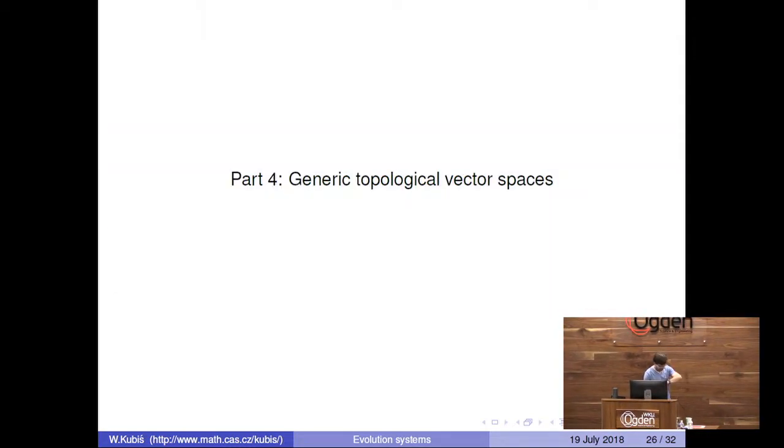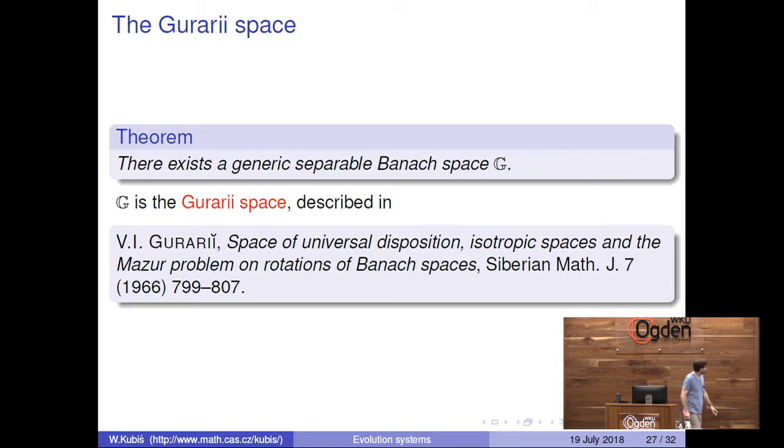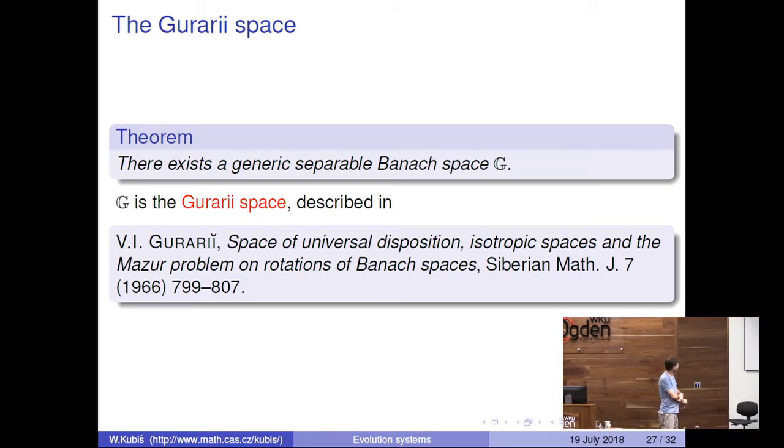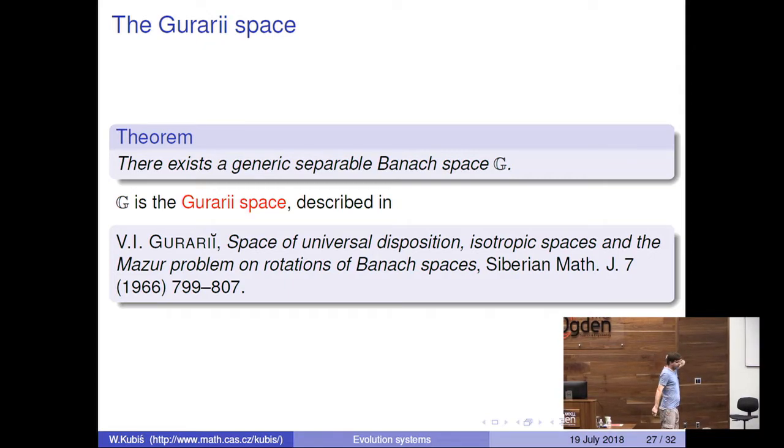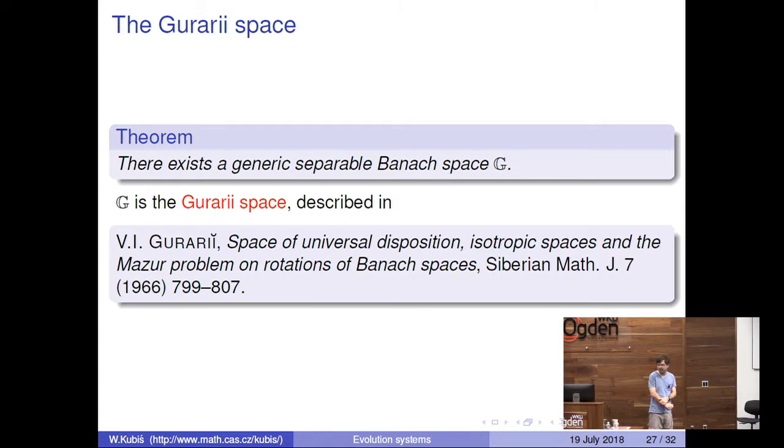All right, but as I promised some universal topological vector spaces, so I have to talk about it in the last 5 minutes. There is a generic separable Banach space, denoted by G, the so-called Gurariĭ space. I like this result because you can explain it even to undergraduate students, I guess. They need to know what a normed space is. They need to know what an isometric linear embedding is, and that's it.